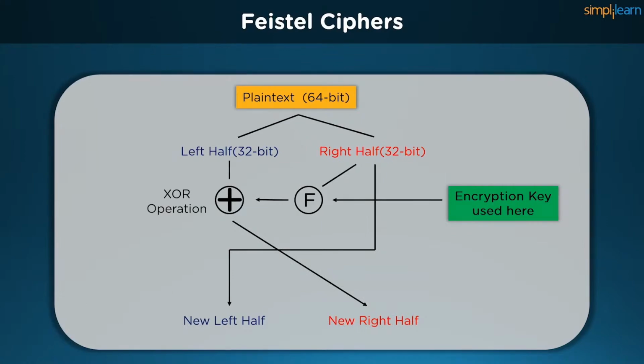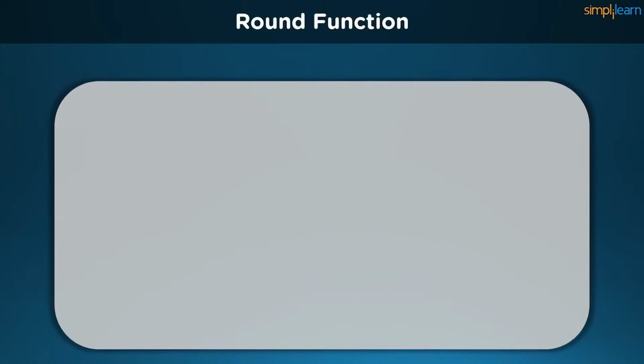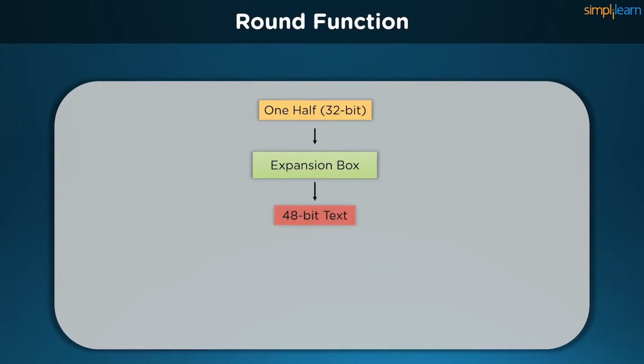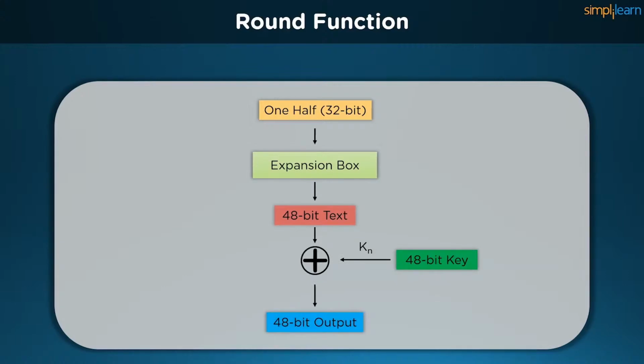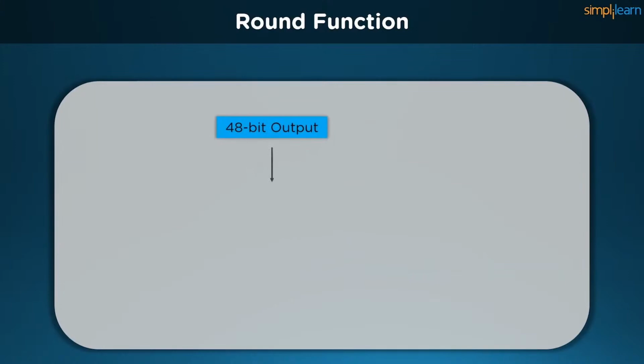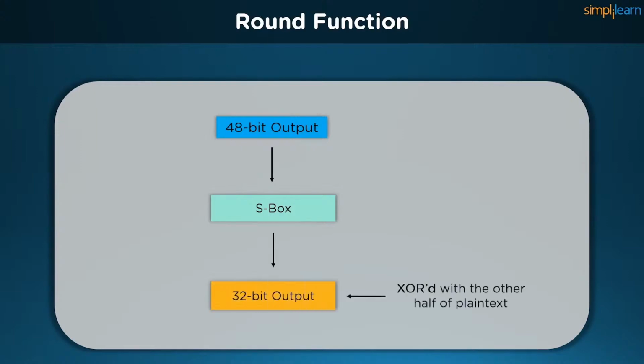Taking into account what happens in the round function, we take one half of the block and pass it through an expansion box. The work of the expansion box is to increase the size of the half from 32-bit to 48-bit text. This is done to make the text compatible with the 48-bit keys we have generated beforehand. Once we pass it through the XOR function, we get a 48-bit text as an output. Now remember, a half should be 32-bit. So this 48-bit output is then passed on to a substitution box. This substitution box reduces its size from 48-bit to 32-bit output, which is then XORed with the first half of the plain text.